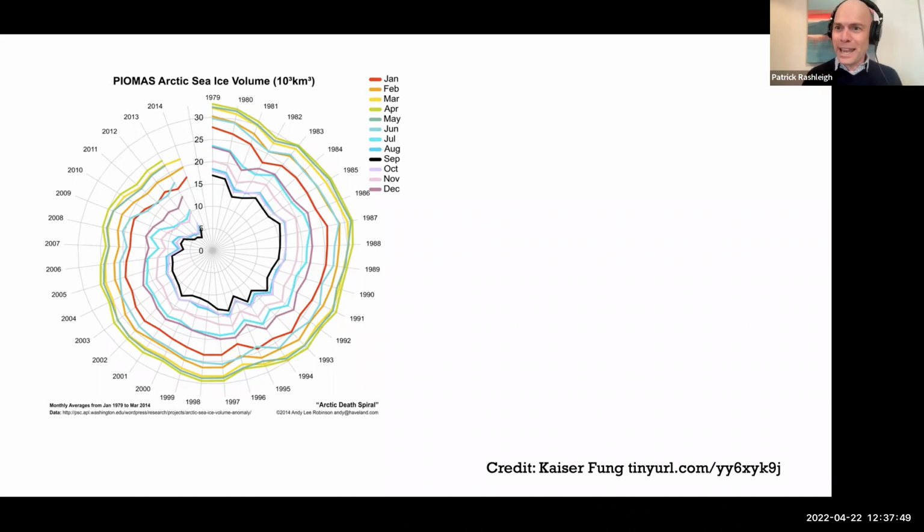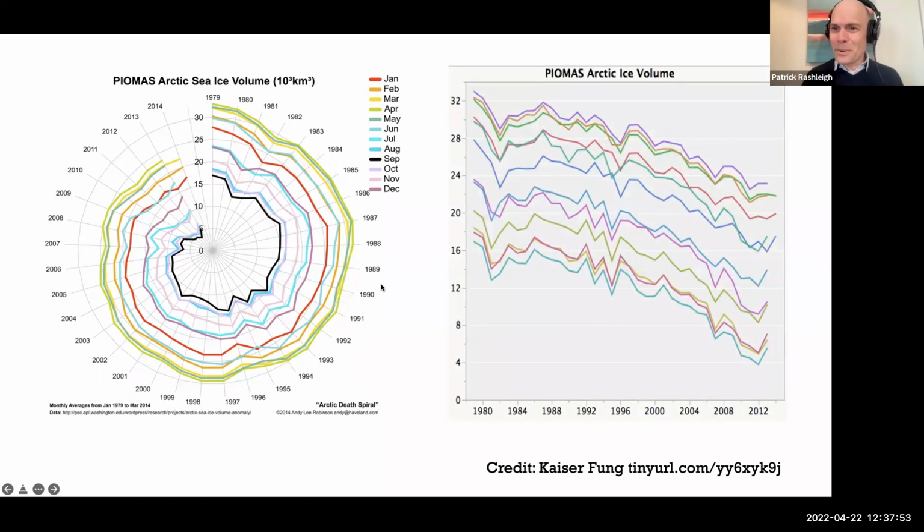In terms of communicating the numbers, this is a much better way of doing it. Basically you can see much more of the details of what's actually going on.